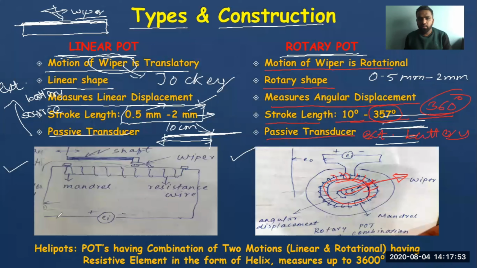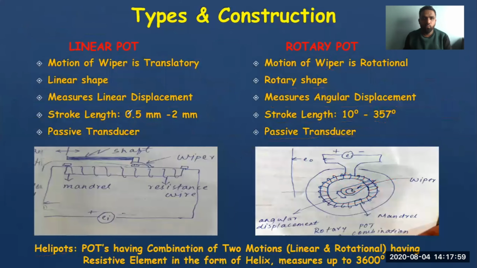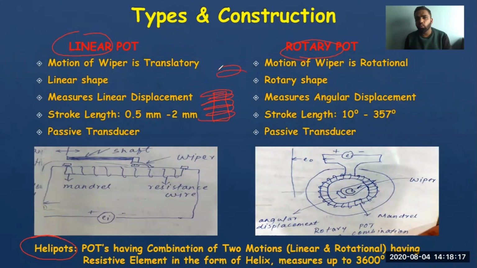There is one more type. One is the linear pot. Another that I've told you is the rotary pot, and another is called the helipot. If you have seen a screw, you know the screw is threaded. When it is threaded, it rotates. If you have seen a simple nail, it rotates, and it also translates along the motion. This is translation, and this is rotation, right? So when there are two motions together for a potentiometer, those kinds of potentiometers are called helipots.